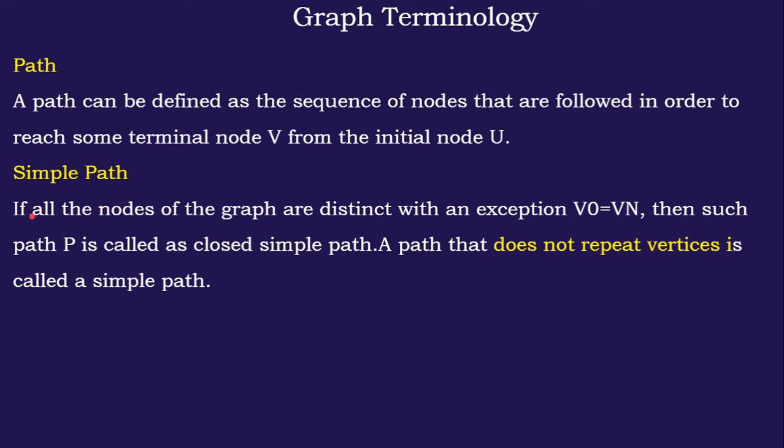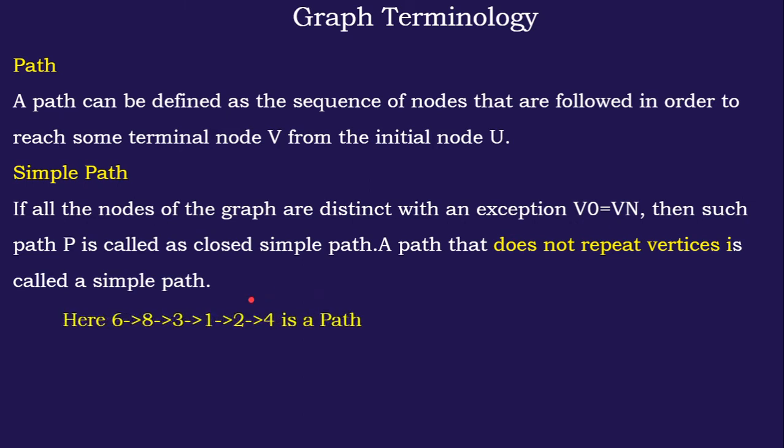Simple path: if all the nodes of the graph are distinct, that means they are different, with an exception V0 is equal to Vn, then such a path P is called a closed simple path. A path that does not repeat the vertices is called a simple path. That means the vertices should not be visited again and again. They will be visited only once. That is called a simple path.